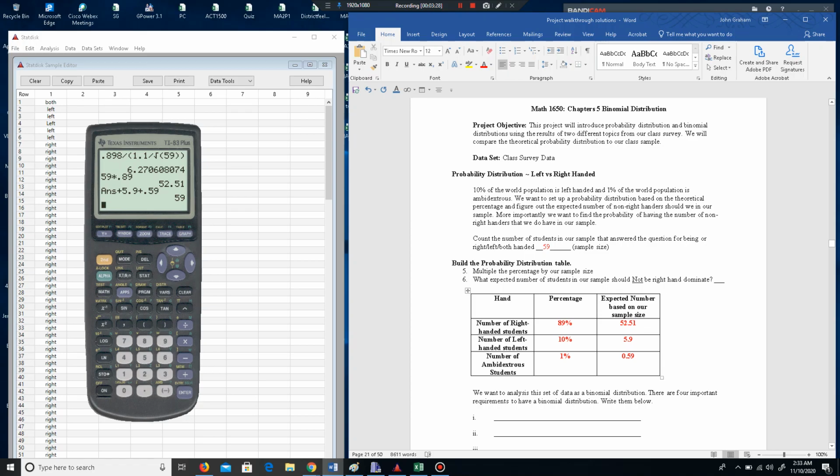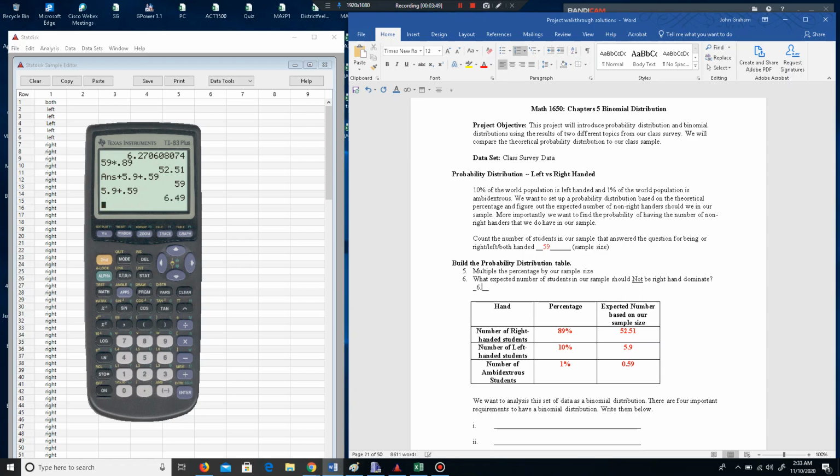Alright, so what expected number of students in our sample should not be right-handed dominant? Well, we're looking at the 5.9 and 0.59, and we see about 6.49 are not going to be right-handed dominant.